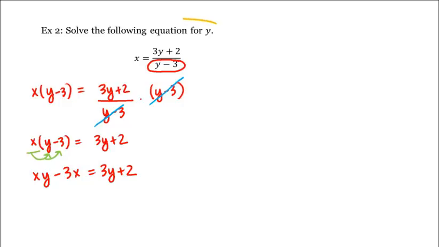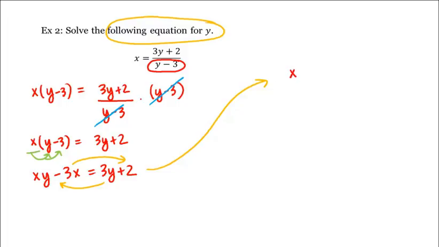Now remember that we want to solve this equation for y. So let's bring all the y's to one side and everything else to the other, which gives us xy minus 3y is equal to 2 plus 3x. And now we'll factor y out of both terms on the left, which gives us y times x minus 3 is equal to 2 plus 3x.